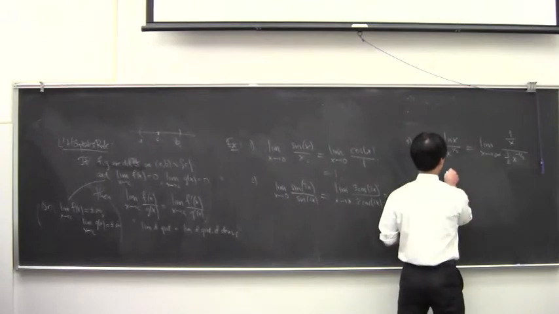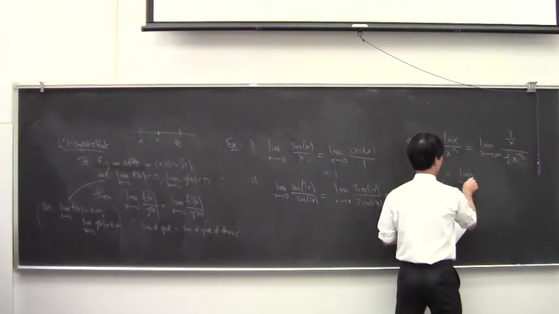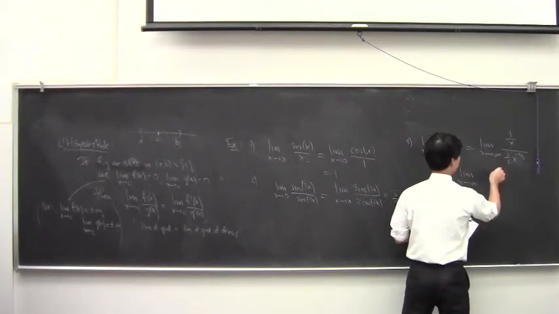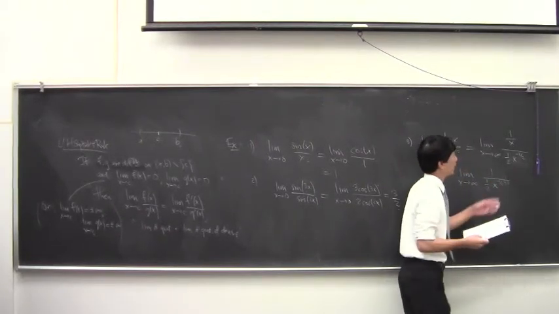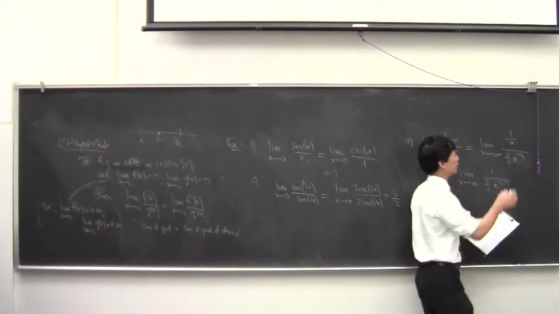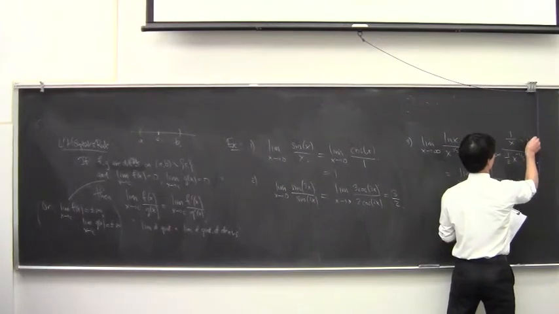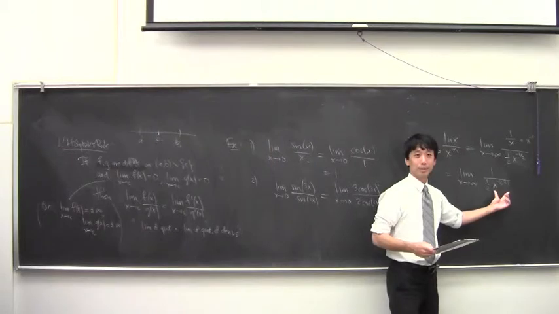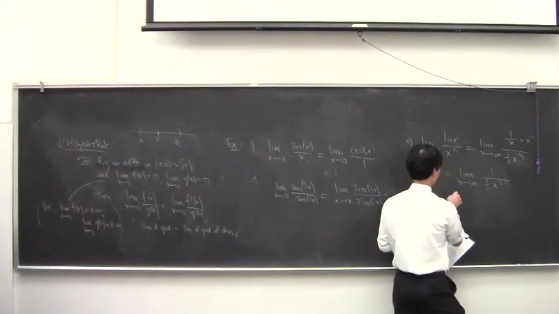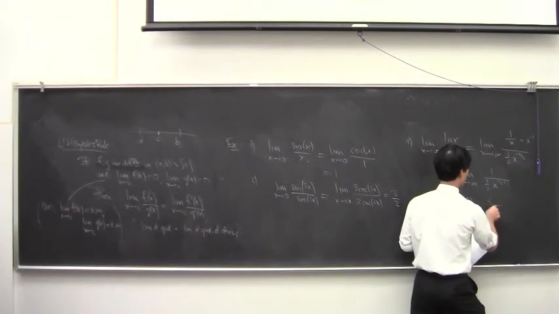Okay. So you have 1 over x. I'm going to bring that down. Right? I get 1 over 1/2 x to the negative 1/2 plus 1. I have x to the negative 1 on the top. I bring that down. And so you end up with 2 over x to the 1/2.